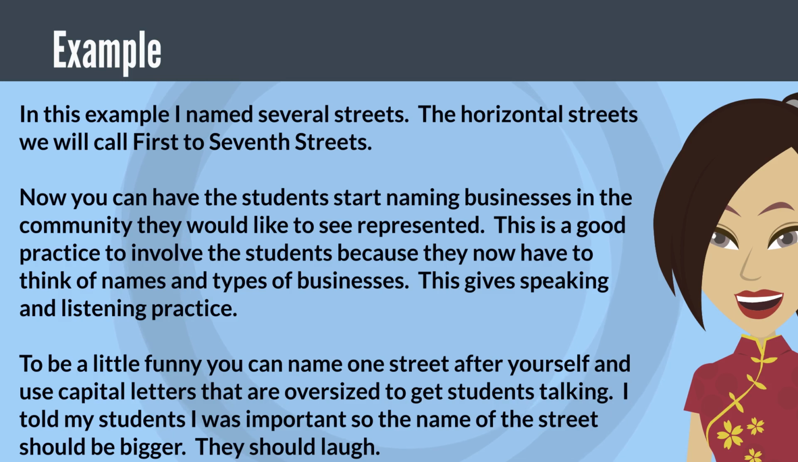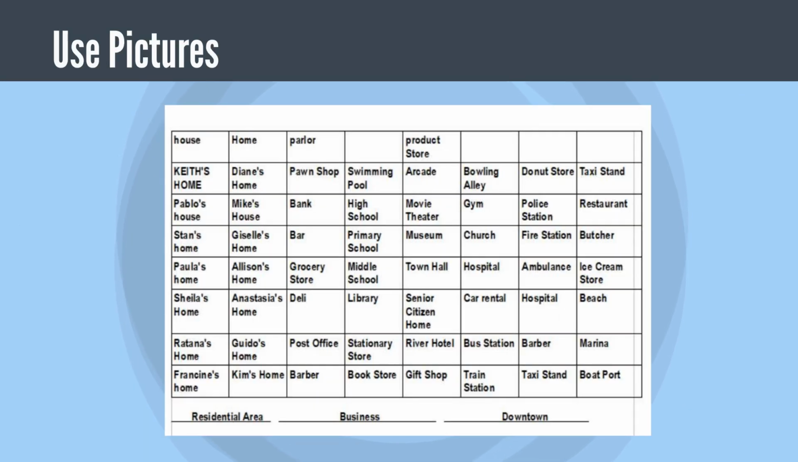This is a good practice to involve the students because they now have to think of names and types of businesses. This gives speaking and listening practice. To be a little funny, you can name one street after yourself and use capital letters that are oversized to get students talking. I told my students I was important, so the name of the street should be bigger. They should laugh. When you are done naming the businesses in the blocks, you now should have a big square with many different names written that would look something like this.